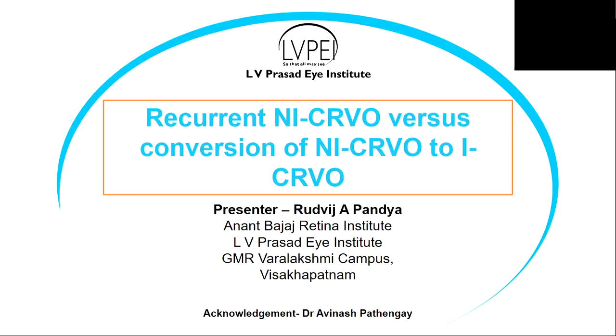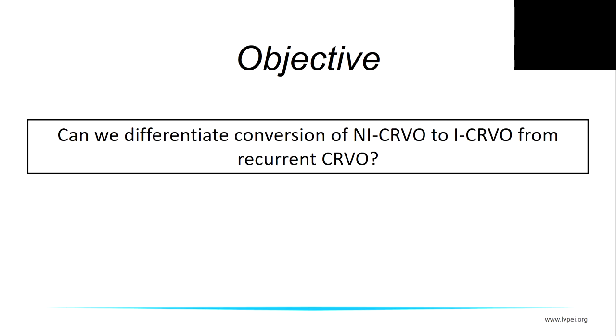Is it conversion of non-ischemic CRVO to an ischemic variant? The objective of this presentation is whether we can differentiate between conversion of non-ischemic to the ischemic variant from the recurrence of CRVO.